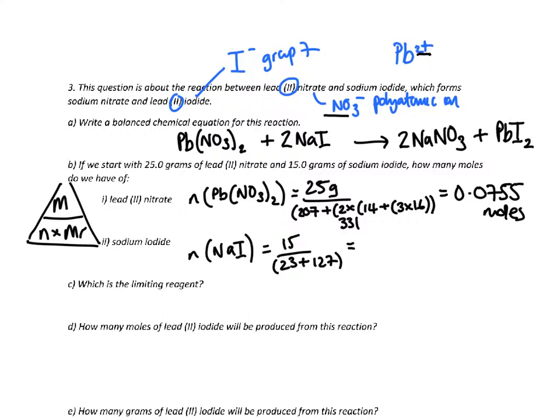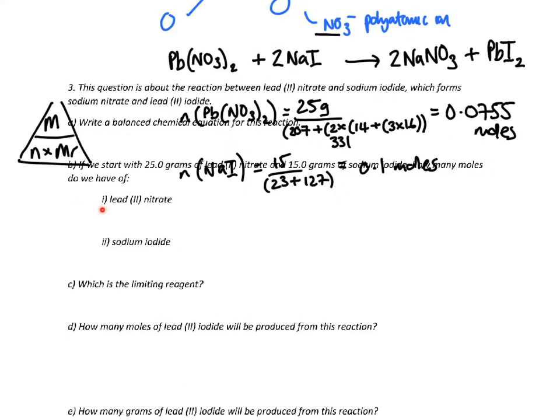Same approach for sodium iodide. So the number of moles of sodium iodide, 15 grams divided by the molecular mass. Sodium is 23, iodine is 127. So the answer we get for that one, it roughly works out 0.1 moles, okay? So we're going to take these forward. So working out which is the limiting reagent. Now, obviously, reagents are the reactants. So we have this reactant here and this reactant here.